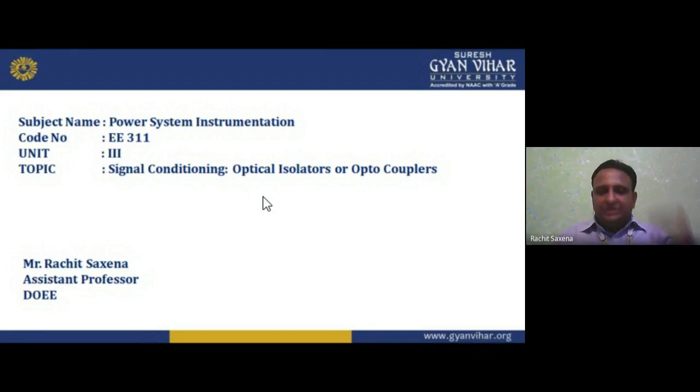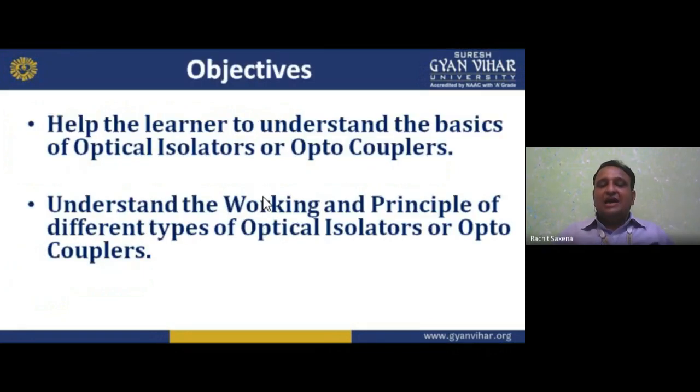So in this signal conditioning, in today's lecture, we are going to study optical isolators, also known as optocouplers. My objective in delivering this lecture is to help the learner understand the basics of optical isolators or optocouplers. Secondly, understand the working and principle of the different types of optical isolators or optocouplers. Four types are there. So we are going to discuss this in this lecture.